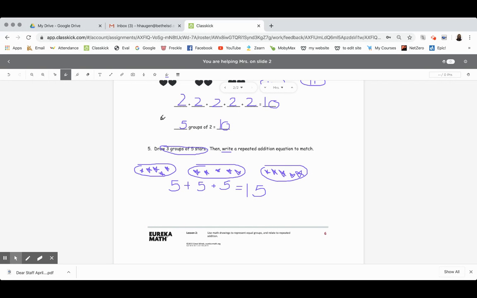Now we're going to do a sentence like this here. Blank groups of blank. I'm just going to write a letter G. Blank groups of blank equals, and then I need a total, right? So let's start with how many groups we have. Well, we see here we have 3 groups. 3 groups of, and we said earlier each group had 5. So 3 groups of 5 equals, we already said our total number was 15.